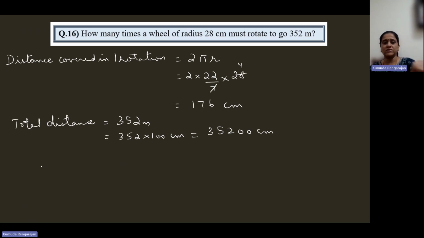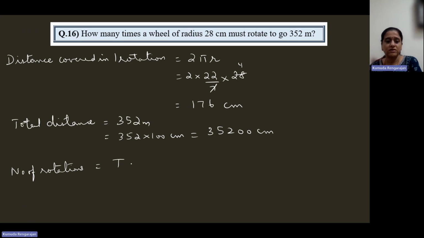And the formula should come to your mind. So distance covered in one rotation we found, which is 2 pi r. Distance covered in one rotation is 2 pi r. Number of rotations only we have to calculate. So we didn't write that. Then total distance is 352 meters. Convert that to centimeter. Now, what is the formula to find number of rotations?